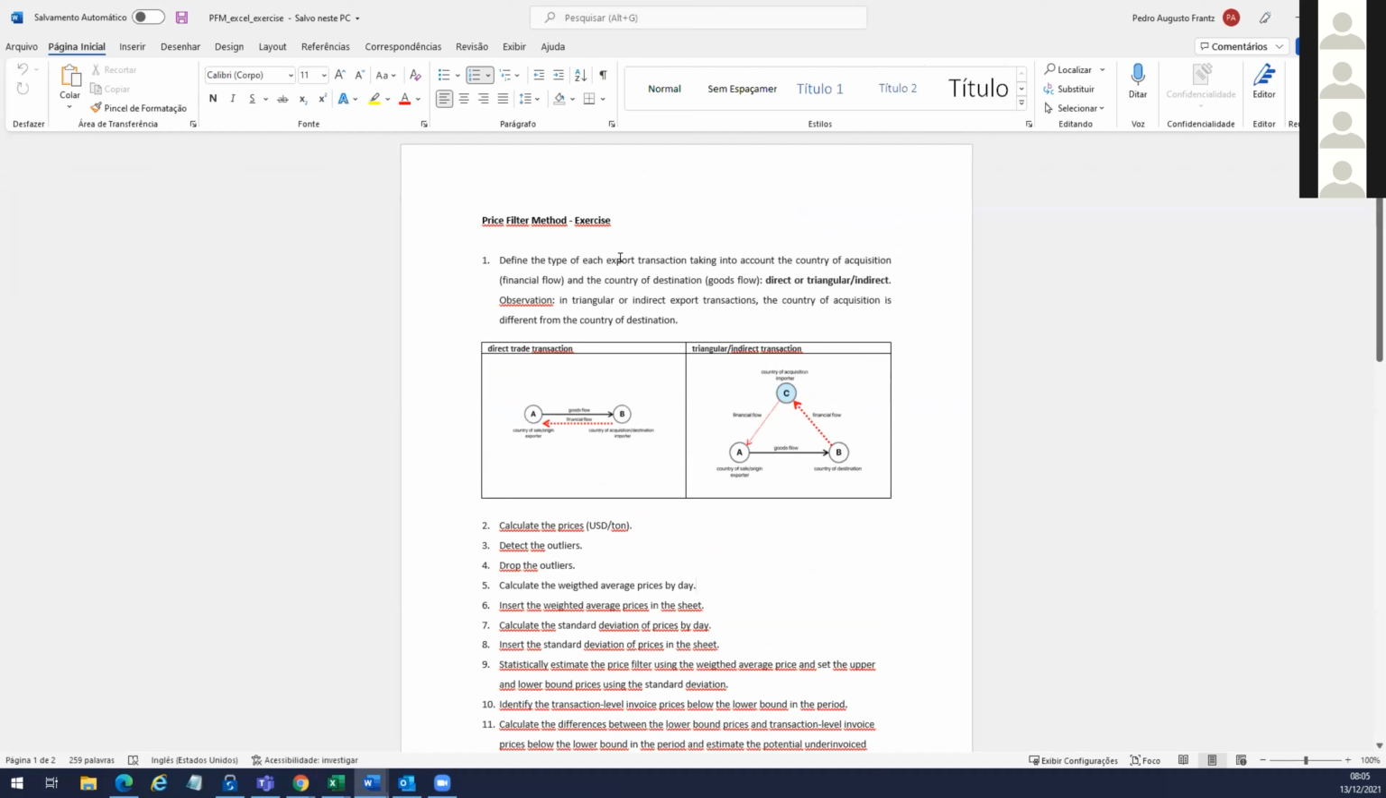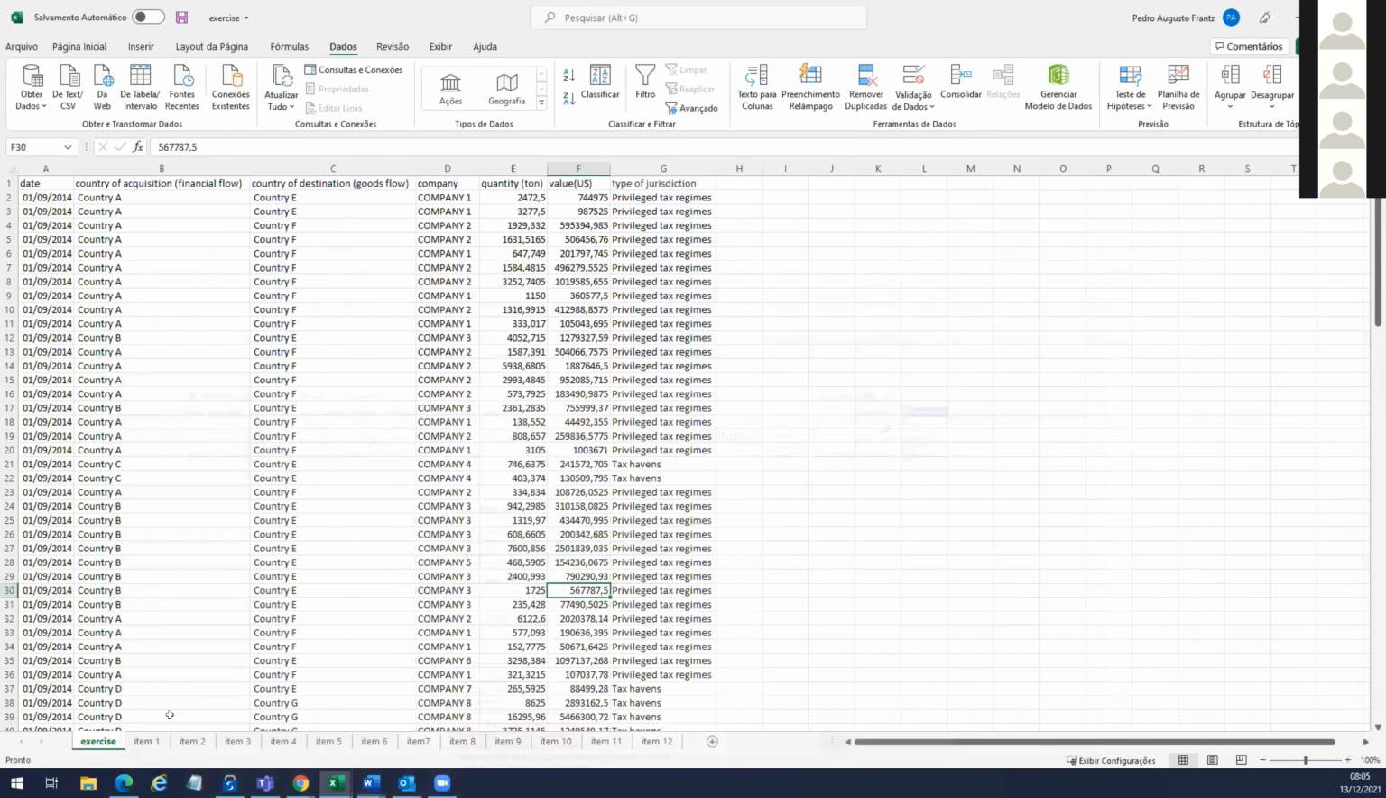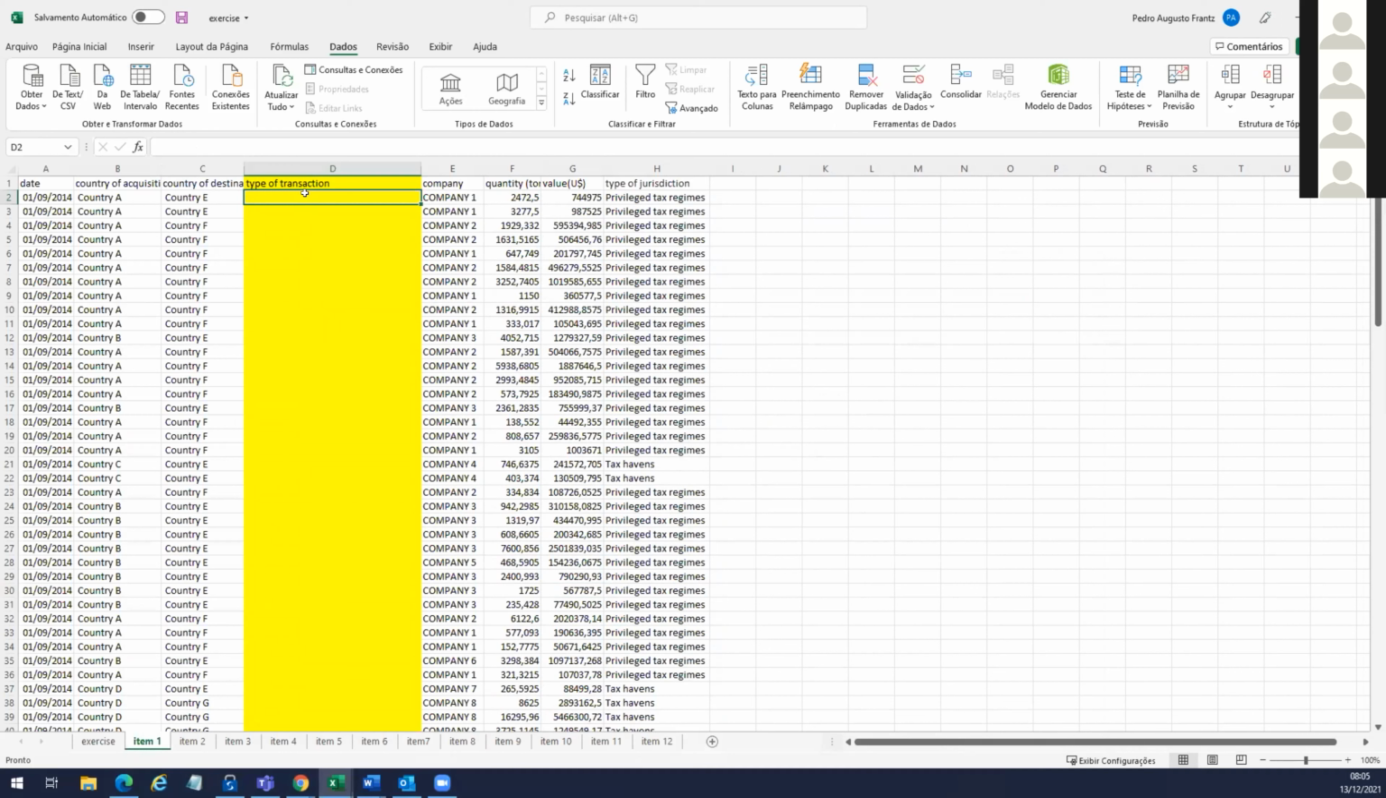The first item is to define the type of each export transaction, taking into account the country of acquisition and the country of destination, if direct or triangular indirect. We will put our answer here. How can I do this? Well, this is a simple formula in Excel. I will compare the country of acquisition and the country of destination. If the country of acquisition is equal to the country of destination, it is a direct transaction. If different, it is a triangular indirect. How can I make this? It is a formula in Excel.